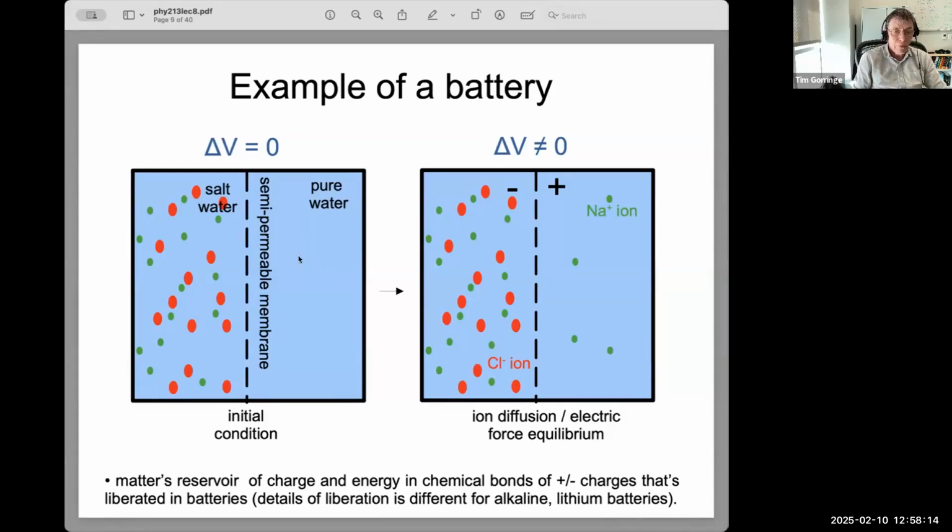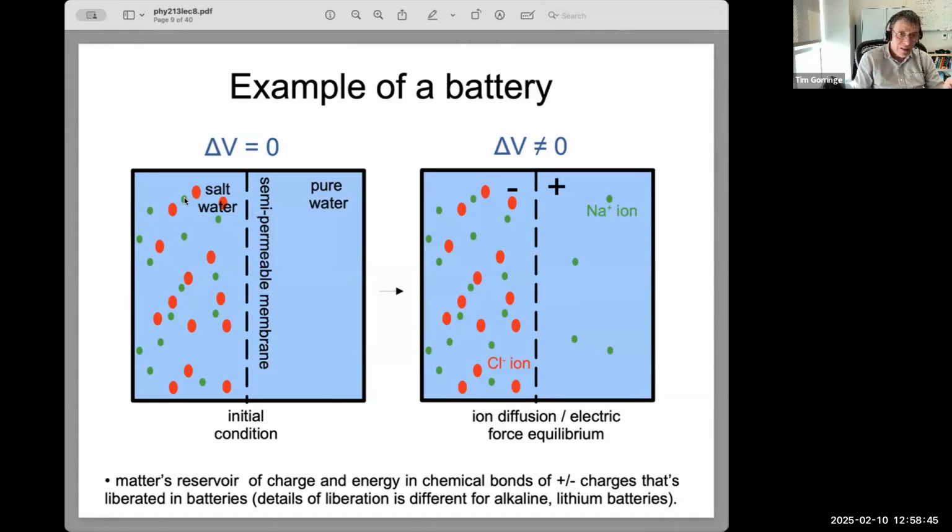Now, when I pictured the pure water, I just pictured it as pure blue, pure water. There's no impurities in the pure water. There's no ions in the pure water. But when I pictured the salt water, I pictured it as a combination of sodium ions and chlorine ions, the salt. So in red, I've indicated the chlorine ions, which are all negative. And in green, I've indicated the sodium ions, which are all positive.